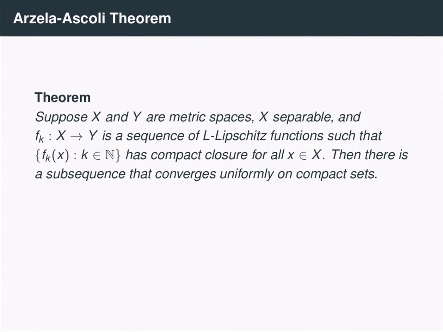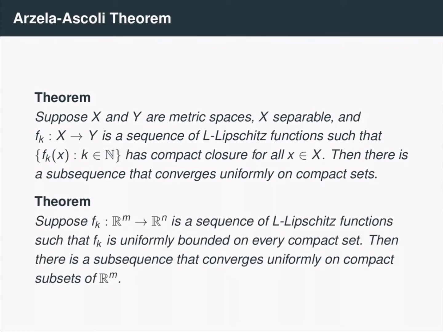Suppose that we have two metric spaces X and Y, where X is separable, and we have a sequence of uniformly L-Lipschitz functions from X into Y. We also assume that if we fix any point x in the metric space X, then the sequence f_k of x has compact closure in the metric space Y. Then there is a subsequence that converges uniformly on compact sets. That is to say, if we fix any compact set in X, the subsequence will converge uniformly to a Lipschitz function on that set.